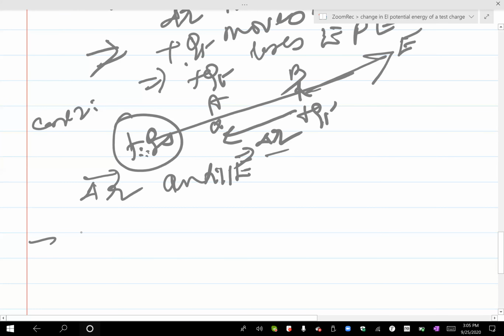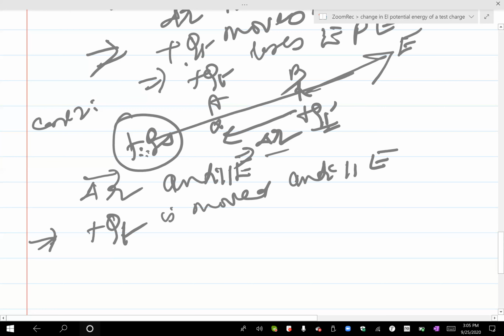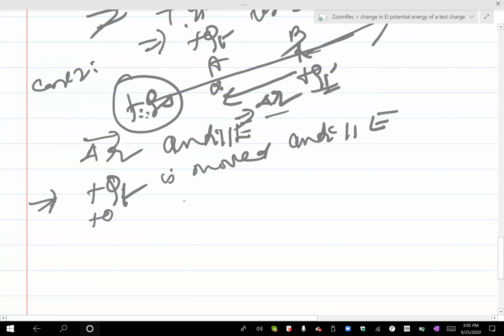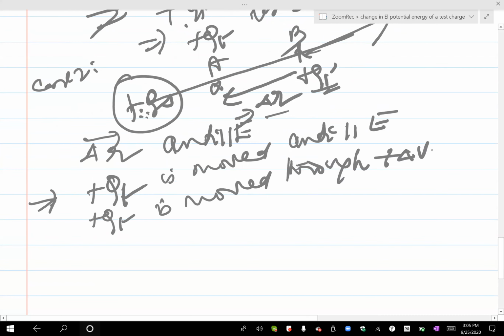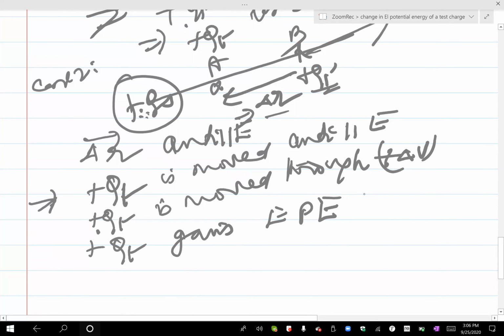That implies plus QT, the test charge they have told, is moved anti-parallel to E. Anti-parallel to E means delta V will be positive. So plus QT is moved through plus delta V, and this plus will make it positive. Therefore, plus QT gains electrical potential energy, with delta U being positive.